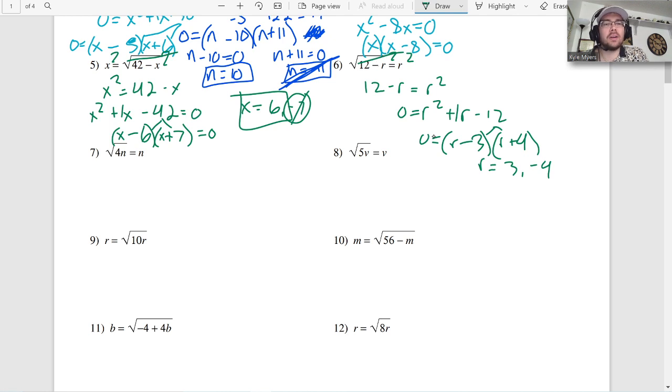Square root of 16 is 4. 4 equals negative 4? No, 4 does not equal negative 4. R equals 3 is the only answer. All right, moving on to the next color. Looks like we're going to do that thing again.